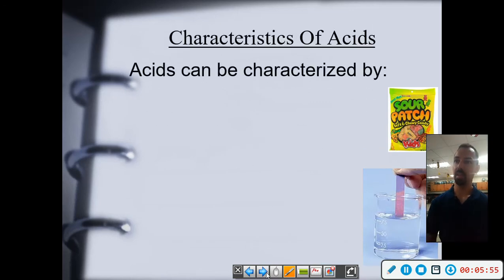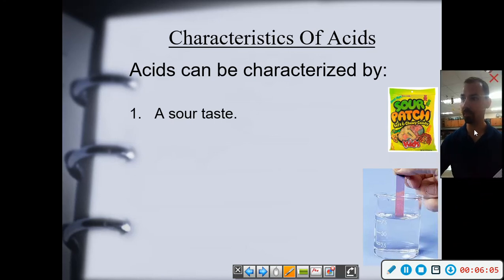Okay, acids are characterized by the following properties. Okay, it has a sour taste. So acidic food like vinegar, you guys know, is very sour.